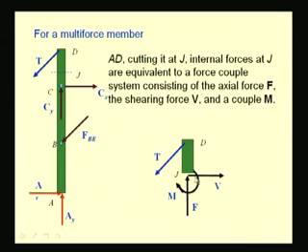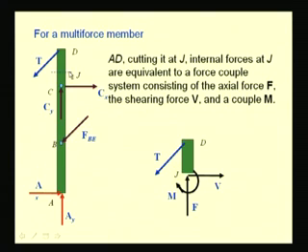and that is, the force is represented by its two components V, which is transverse to the section, and F, which is perpendicular to the section, and the moment is M. This force V tends to shear this member at this section J, and so it is known as the shearing force or the shear force, and this moment M tries to bend the member at this section, and so it is known as the bending moment, and this axial force F tends to compress or extend the member, and so it is an axial force, either tensile or compressive in nature.